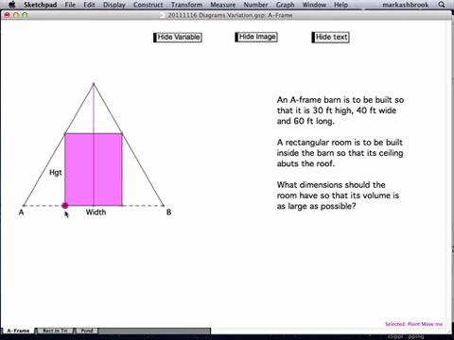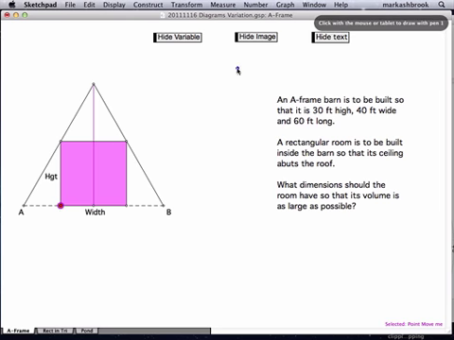Okay, so what are we going to do? So what do we want to do? We want to optimize the volume of the room. So let's label some dimensions here. What was the height again? 30 feet. The height is 30. And the width is?